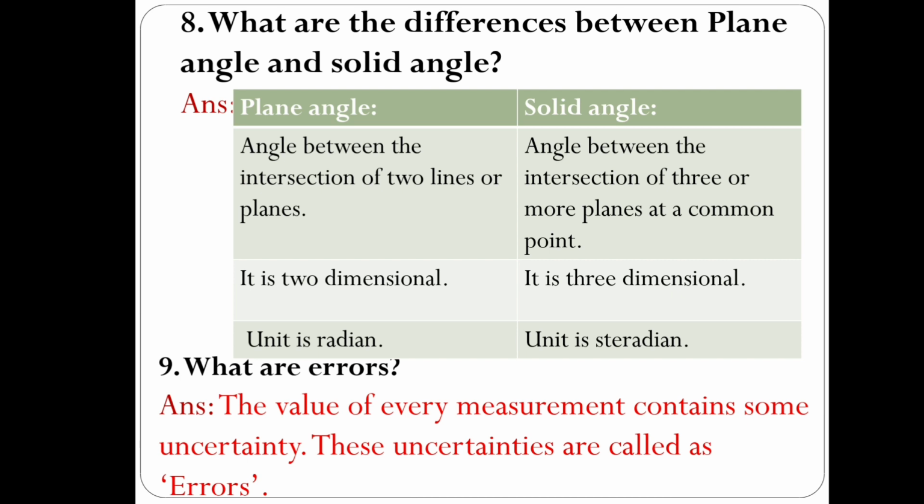Ninth question. What are errors? The value of every measurement contains some uncertainty. These uncertainties are called as errors. So, what is uncertainty? Some wrong measurement or some unsure values. So, those unsure or insufficient values are called as errors.